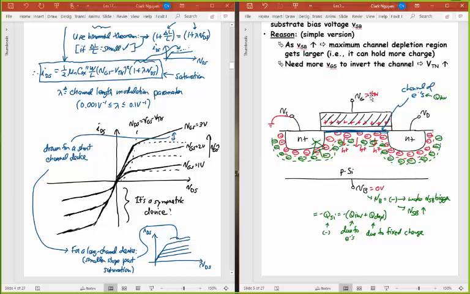on acceptor atoms. Remember, acceptor is a name we call the type of dopant atom that comes in and accepts an electron, that lost their hole, or alternatively, in other words, that gained an electron.